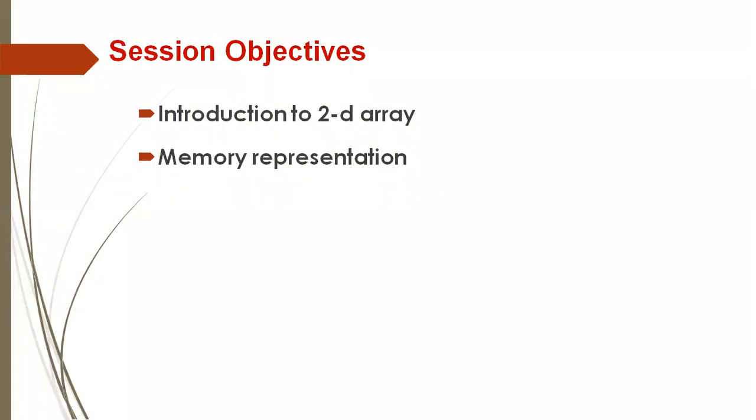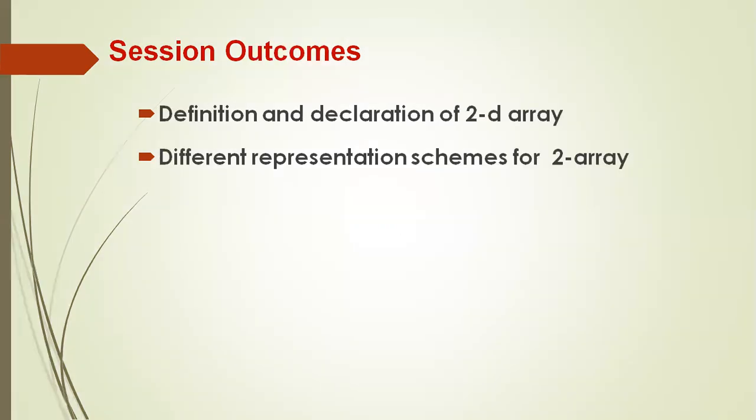In today's class, I'll give a brief introduction to what we mean by a two-dimensional array, how the elements of a two-dimensional array are stored or represented in the computer memory, and what are all the different representation schemes available for two-dimensional arrays. At the end of today's class, you should be in a position to define what a two-dimensional array is, how we can declare a two-dimensional array in C language, in what way a two-dimensional array is different from a one-dimensional array, and what are all the different representation schemes or methods available for storing a two-dimensional array.